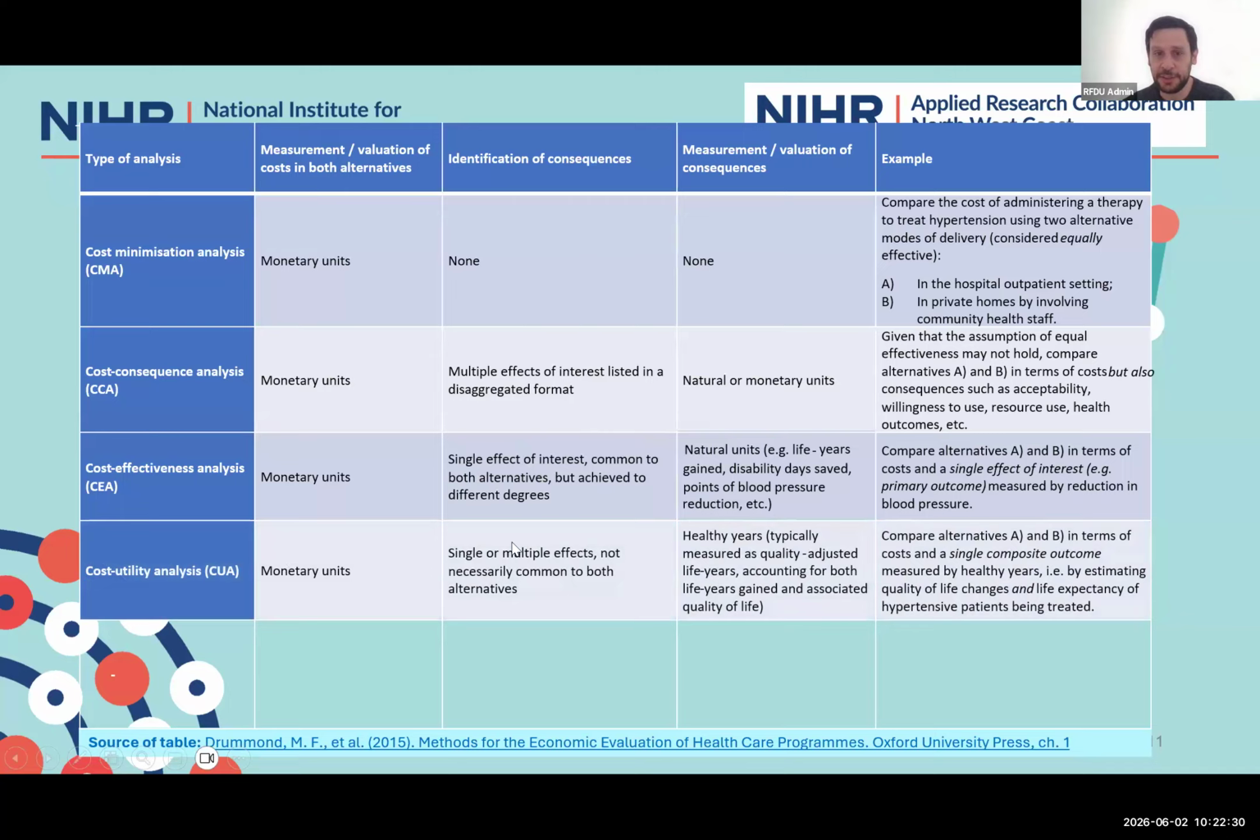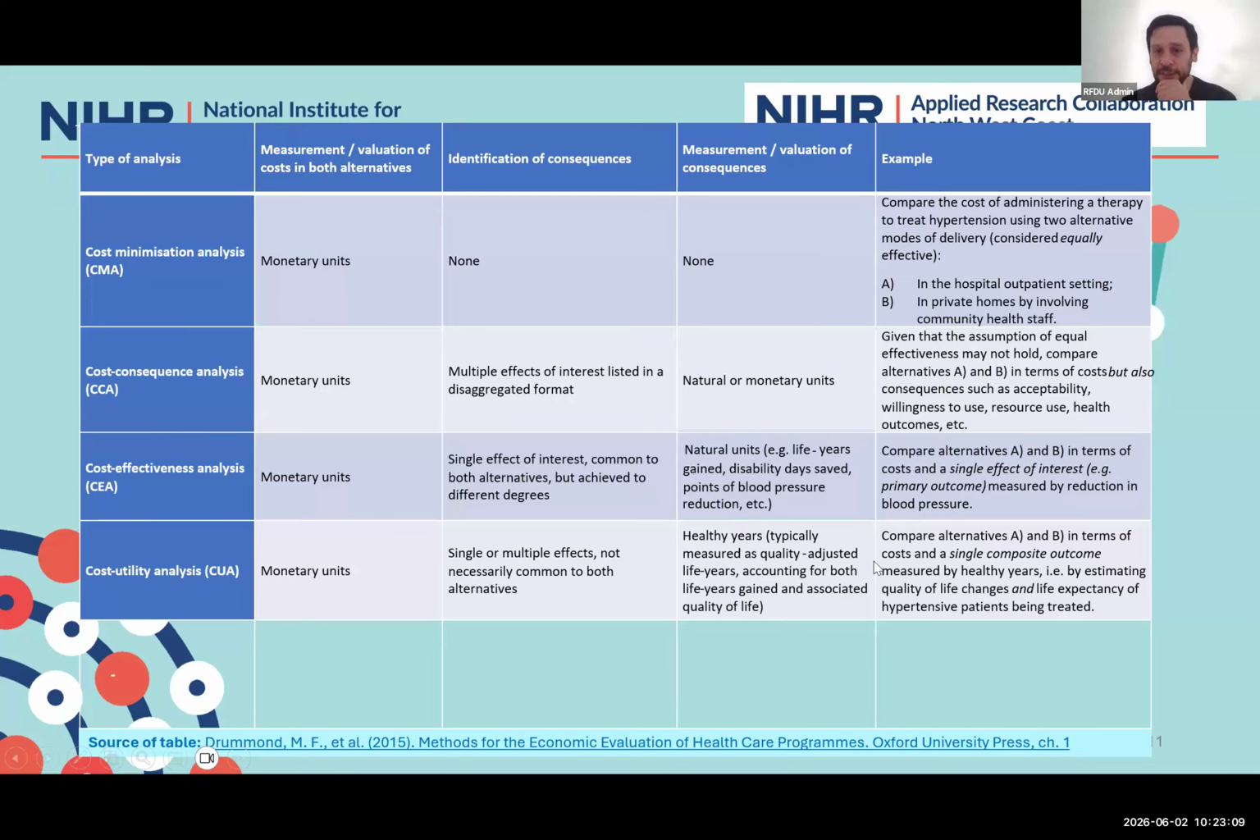Cost utility analysis. Again, a comparison of cost and outcomes together, so we've got a joint analysis of cost and outcomes. But in terms of the outcomes, we are looking specifically at a composite outcome which takes into account quality and quantity of life together. So that is, in a way, multiple effects combined into one single outcome, because we are talking about healthy years. So not only how long we might live as a result of receiving an intervention, but also how well we are going to live as a result of receiving this intervention.